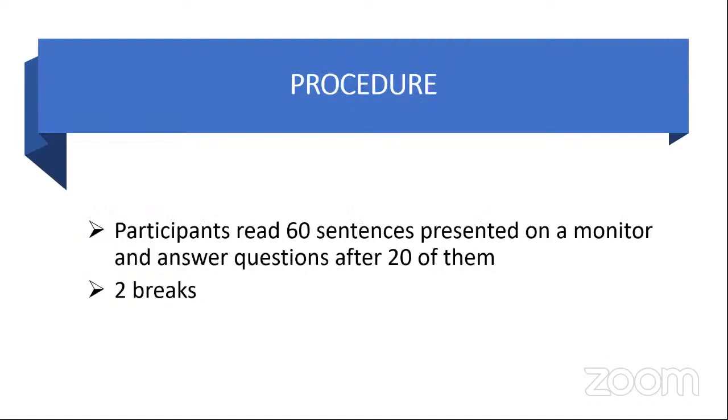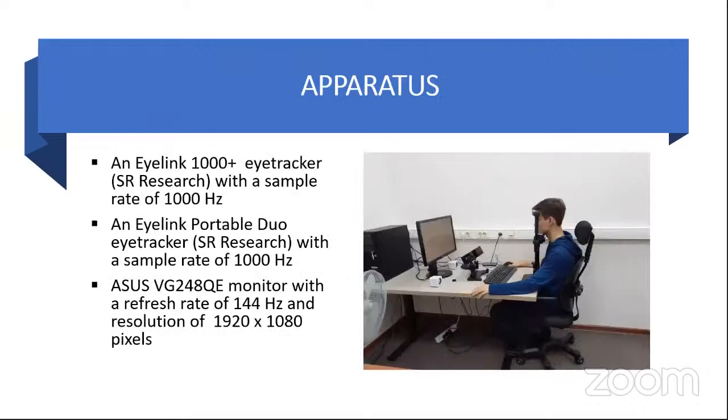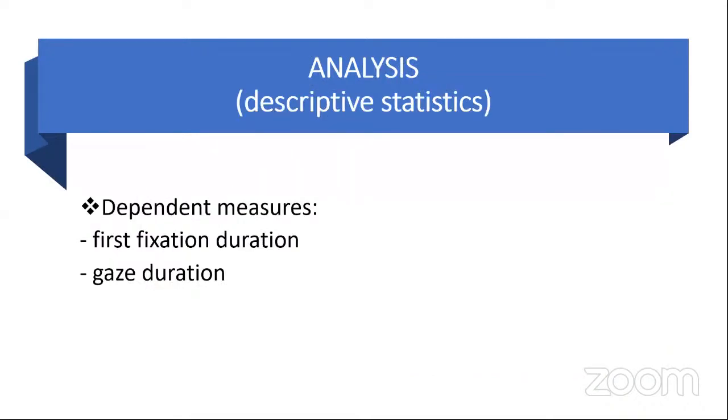As for procedure, participants read 60 sentences, which contain all conditions, and they are presented on a monitor. And participants have to answer questions after 20 of them, and there are 2 breaks. We use 2 iLink eye trackers to record participants' eyes, and we have done only descriptive statistics now because we haven't gained all data.